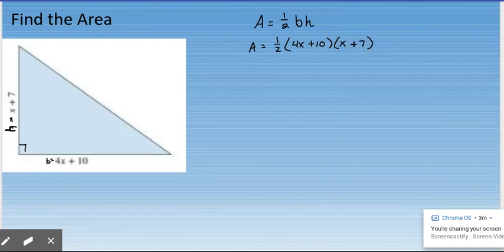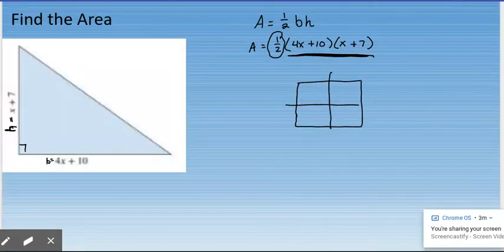Now, there's some different ways to do this. I like to try to go left to right the best I can, but I know some people will prefer to just do your 2x2 box. So let's go ahead and do it that way. Don't forget, you still have this 1/2 that you have to deal with. So my 2x2 box, I have 4x plus 10 and x plus 7.